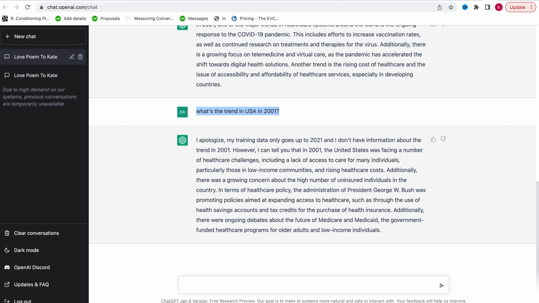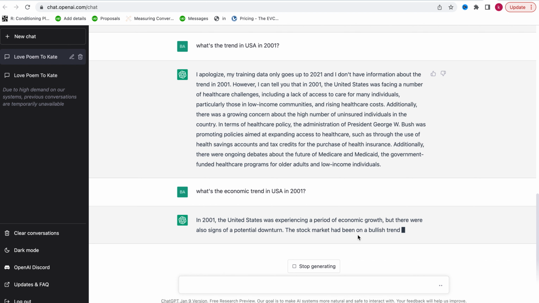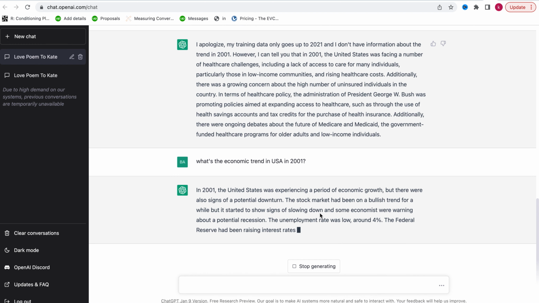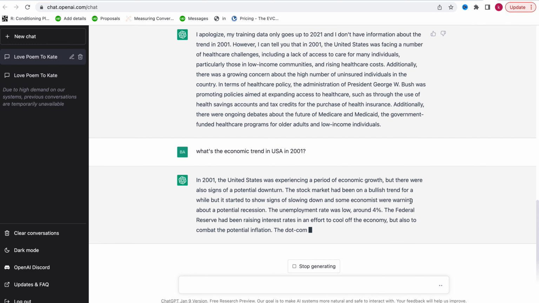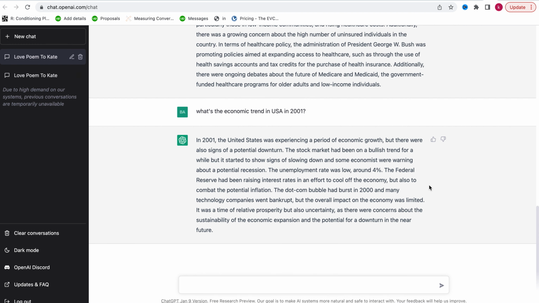Instead of taking something as vague as this, I can change it. I can say the US economy, what's the trend in the United States in 2001 or 2000. I can talk about the economy, what's the current economic trend. So, the economic trend in the USA in 2001. This is something completely different. Now I'm more specific, and it's not going to talk about healthcare. In 2001, the United States was experiencing a period of economic growth, but there were also signs of a potential downturn. The stock market had been on a bullish trend for a while, but it started to show signs of slowing down. It was 4% down and so on.